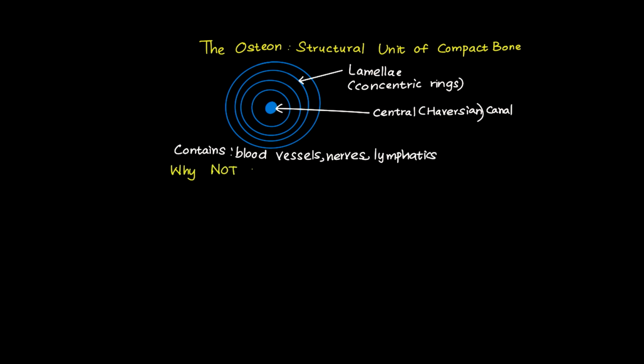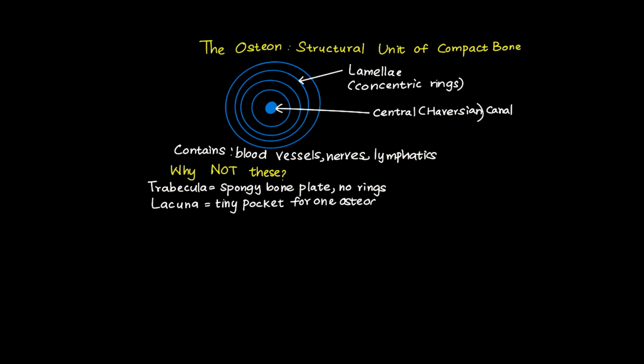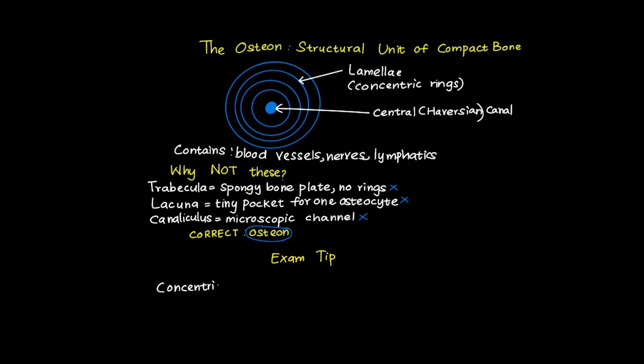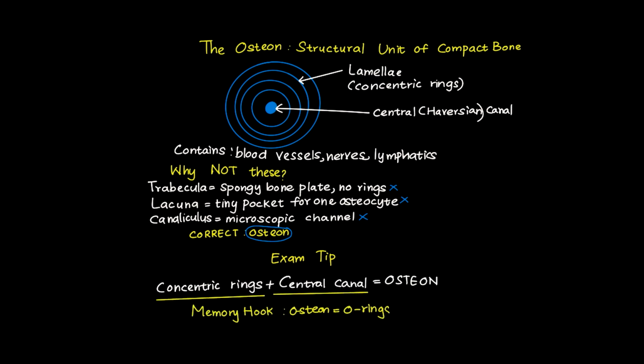Now, why not the other options? A trabecula is a plate of spongy bone, no concentric rings, no central canal. A lacuna is just a tiny pocket where a single osteocyte sits. A canaliculus is a microscopic channel that lets osteocytes talk to each other. It's a passage, not a structural unit. So when the question says concentric rings around a central channel with blood vessels and nerves, that's an osteon every time. Here's a WGU D312 OA exam tip for you. When you see concentric rings or central canal in a question, your brain should snap to osteon immediately. Quick recall hook, think osteon, O-rings. The O in osteon looks like the rings it's made of.